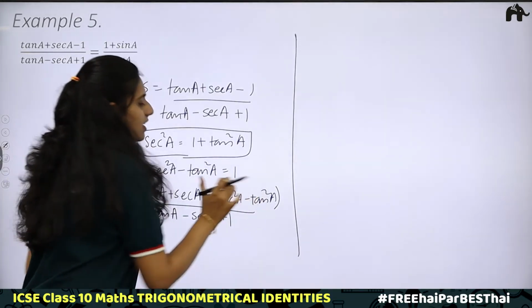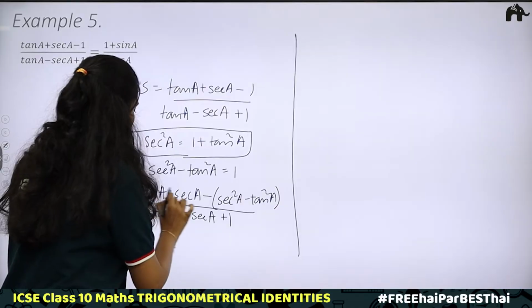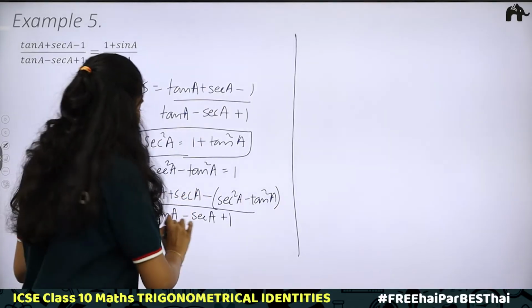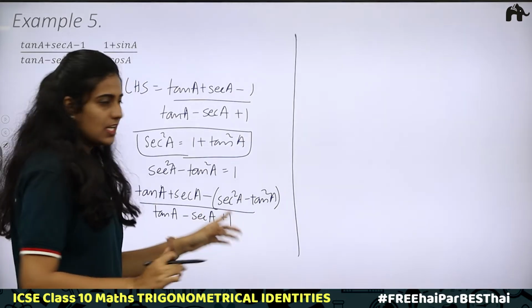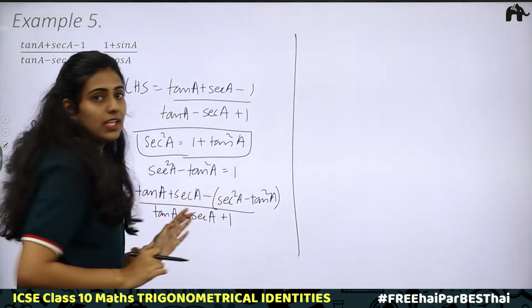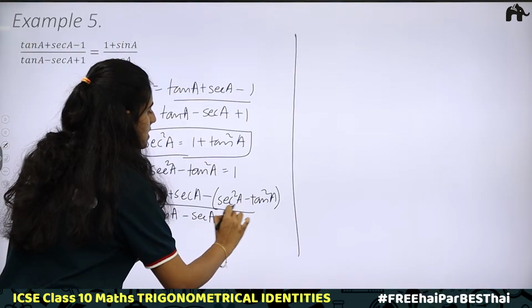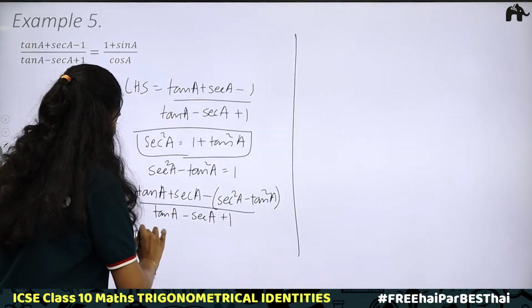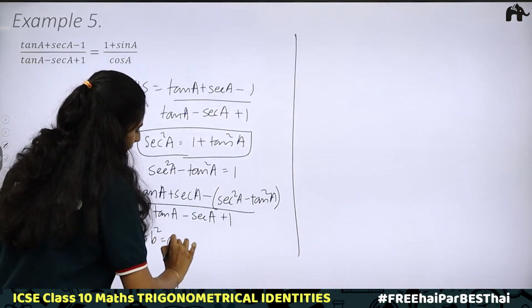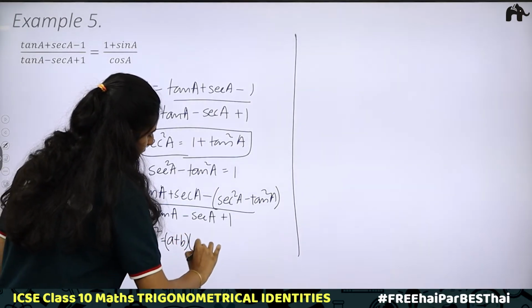Okay. Why have we done this? Because here we have tan A plus sec A. Okay. Denominator also we have to check. Denominator is tan A minus sec A plus 1. Somewhat relating to this we have to get in the numerator. Okay. The sec square A minus tan square A can be rewritten. We have A square minus B square equal to A plus B into A minus B.